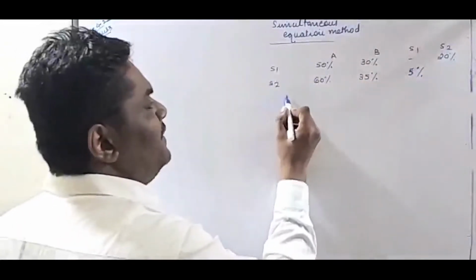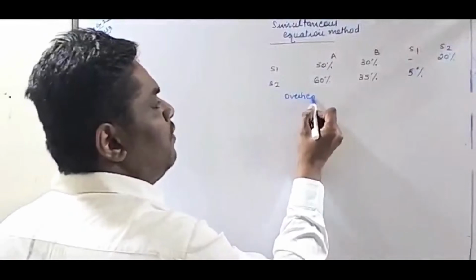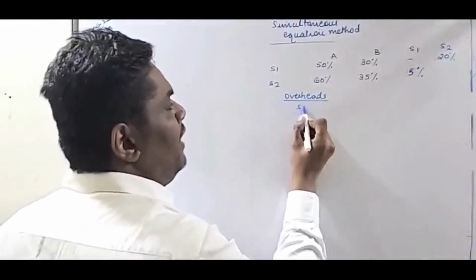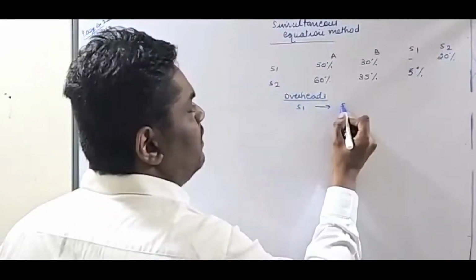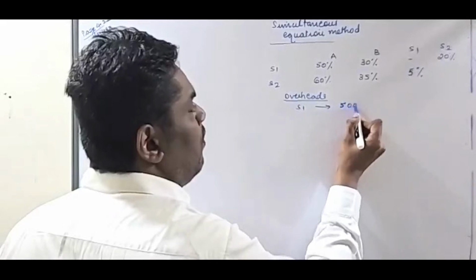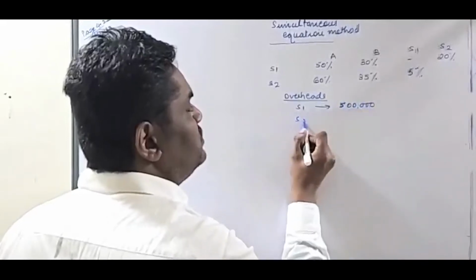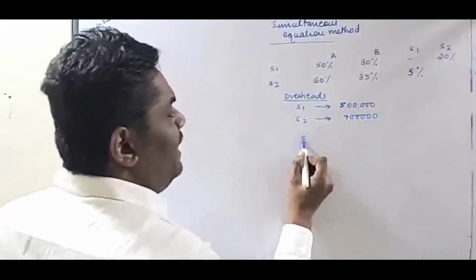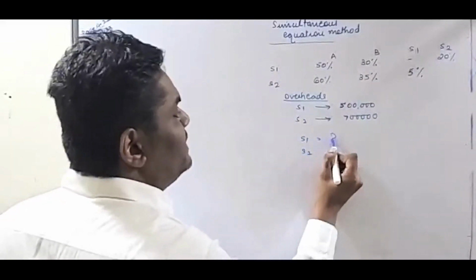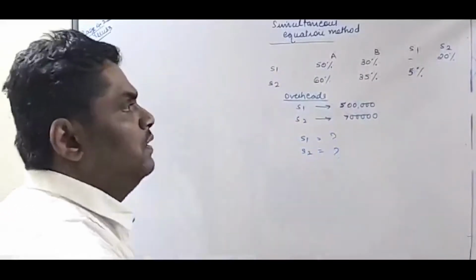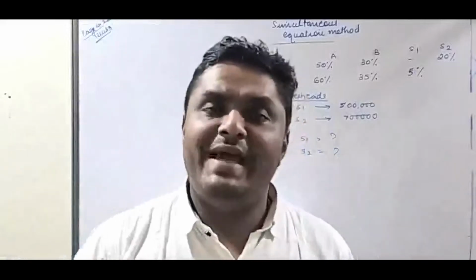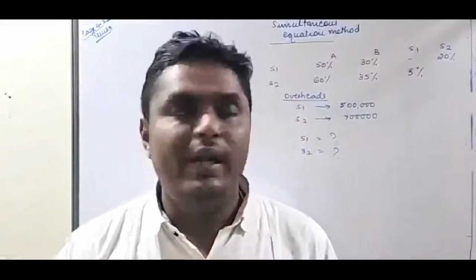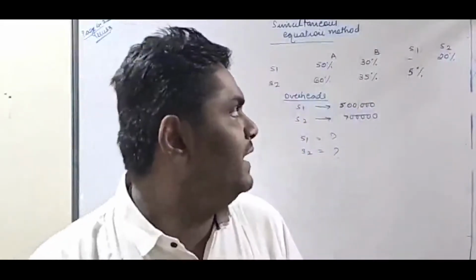Further, the overheads of S1 and S2 are given. S1 it is 5 lakh and S2 it is 7 lakhs. You are required to calculate the total overheads of S1 and S2. I request you guys to please calculate the total overheads of S1 and S2. Waiting for your answers, guys.